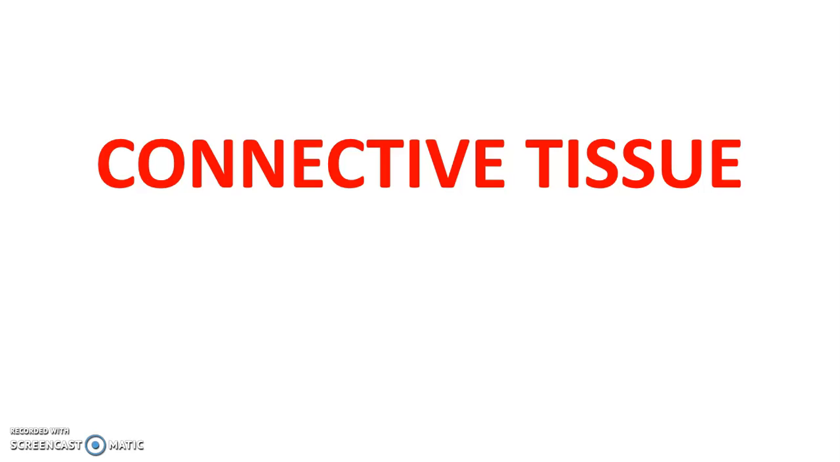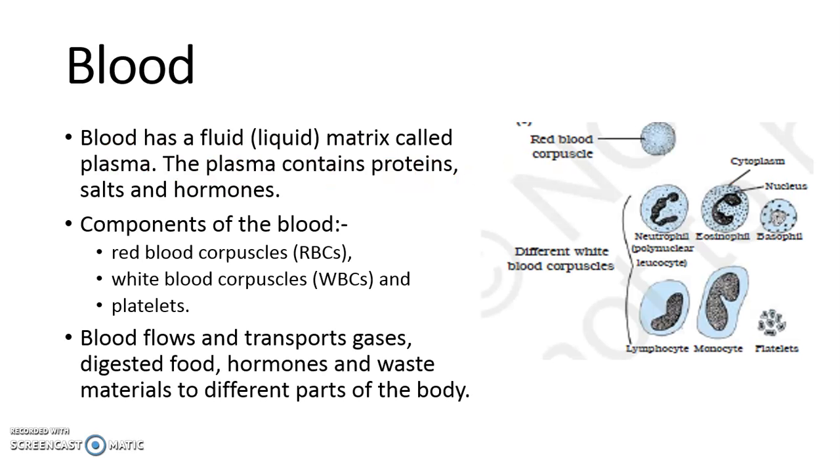Moving ahead, let's see connective tissues. Now, blood, bones, these are connective tissues. Blood has a fluid or liquid matrix called plasma. The plasma contains proteins, salts and hormones. Let's see basic components of the blood. There are 3 basic components: the red blood corpuscles or RBC, white blood corpuscles or WBC, and platelets. Blood flows and transports gases, digested food, hormones and waste material to different parts of the body.